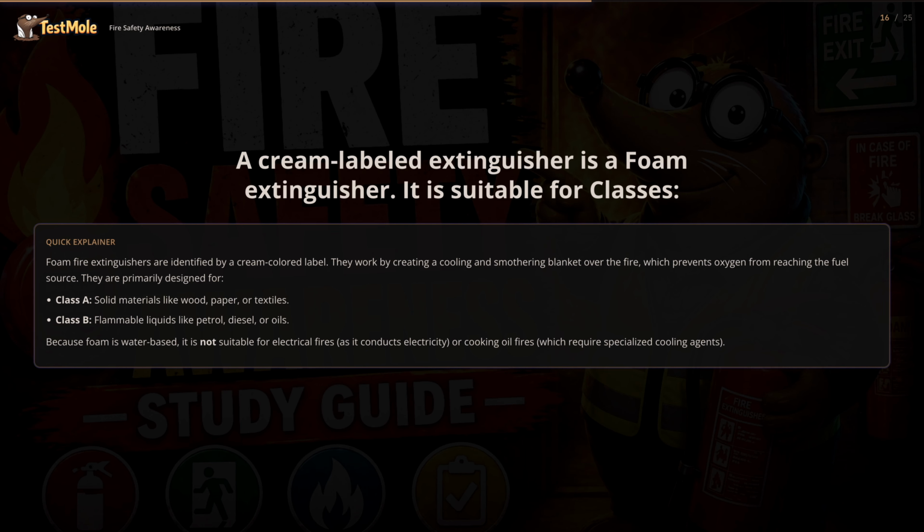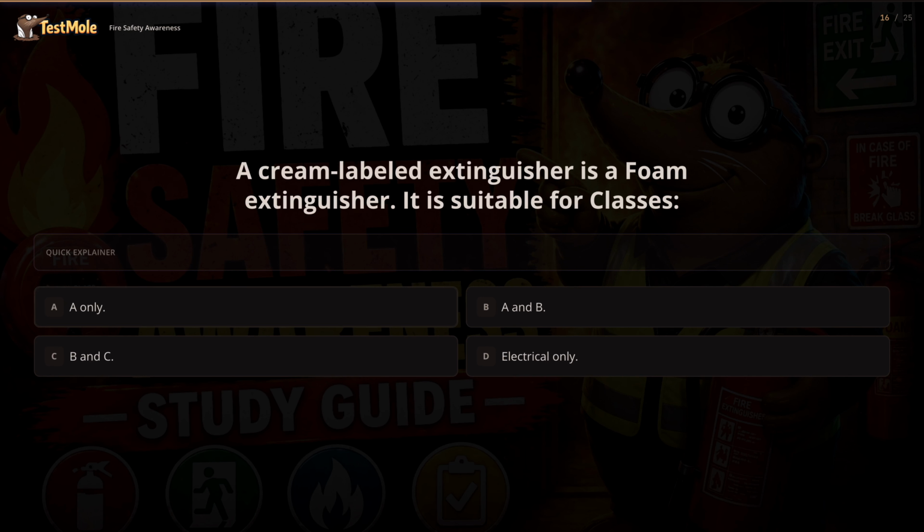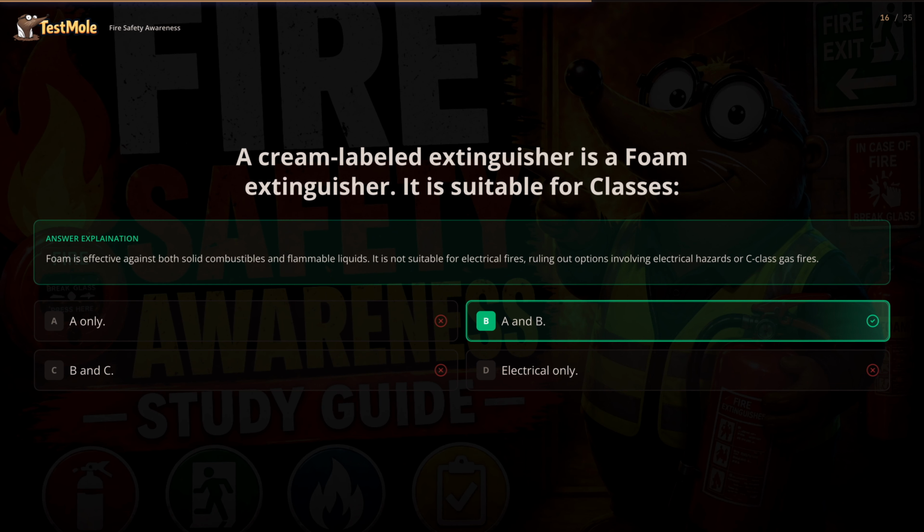Class B, flammable liquids like petrol, diesel, or oils. Because foam is water-based, it is not suitable for electrical fires, as it conducts electricity, or cooking oil fires, which require specialized cooling agents. Possible answers are A only, B, A and B, C, B and C, D, electrical only. The answer is B. Foam is effective against both solid combustibles and flammable liquids. It is not suitable for electrical fires, ruling out options involving electrical hazards or C-class gas fires.